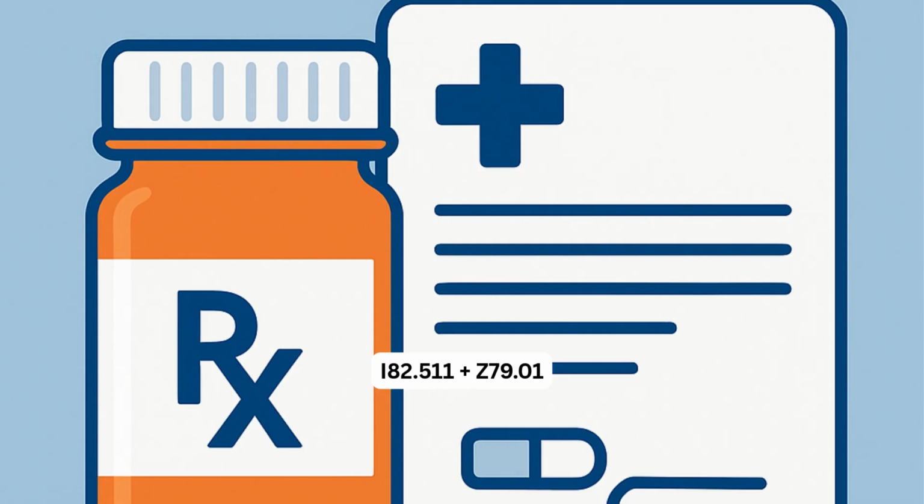Our third example is a chronic DVT. Patient has chronic DVT of the right femoral vein and is currently being managed by warfarin. Here you would code I82.511 for chronic embolism and thrombosis of the right femoral vein, plus Z79.01 for the anticoagulation therapy.